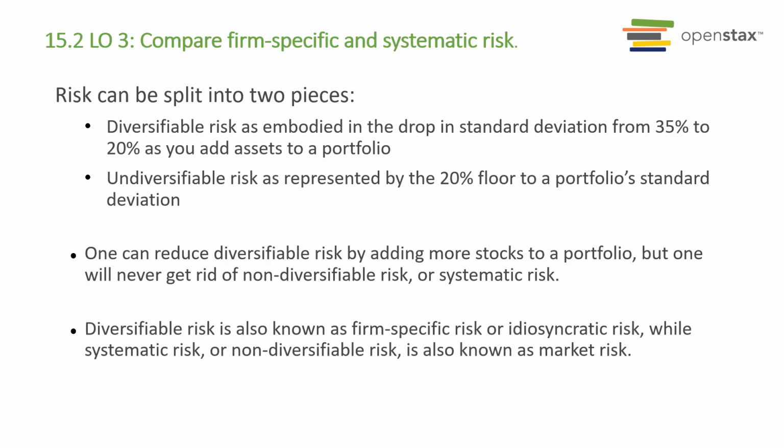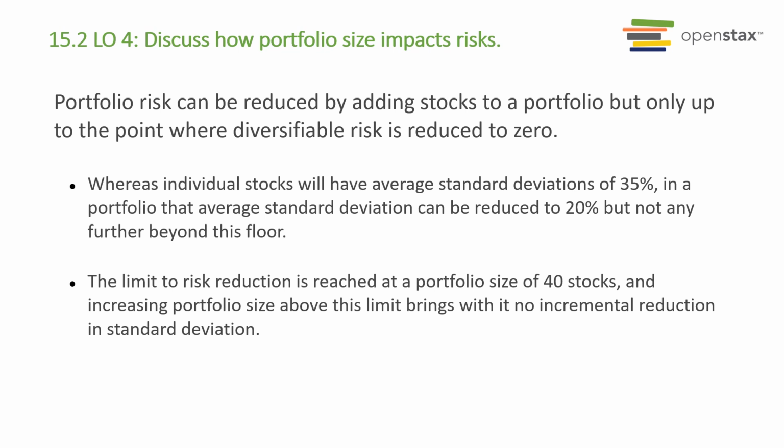Risk can be split into two pieces, diversifiable risk and undiversifiable risk. You can reduce diversifiable risk by adding more stocks to the portfolio. You can never get rid of systematic risk. Diversifiable risk is also known as firm-specific risk or idiosyncratic risk. Systematic risk is also known as market risk. Diversifiable risk can be reduced to zero. "40 stocks is the limit."